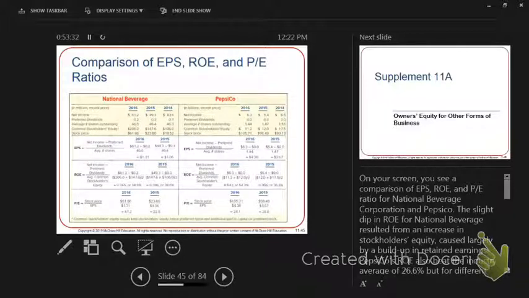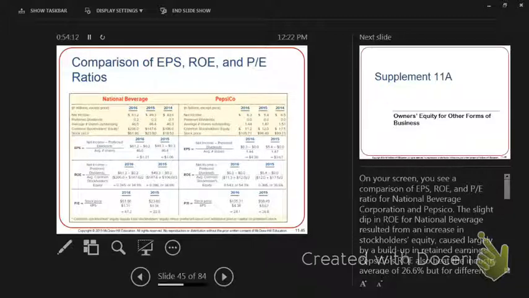All right. So Pepsi's making $4.38 earnings per share. National Beverage is making $1.31. Which one looks better? Pepsi. All right. Return on equity is 54%. It's gone up drastically for Pepsi. National Beverage was 38. It's gone down to 34. Which one looks better? Pepsi. And the PE ratio was 26. It's gone down to 24. National Beverage was 22. It's gone up to 47.